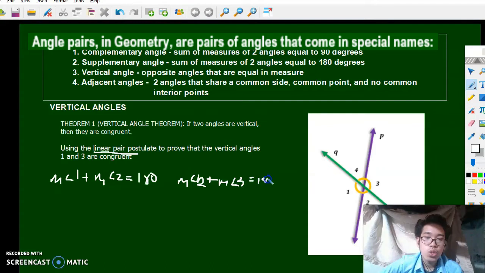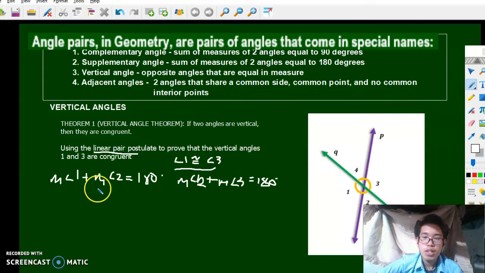We want to prove that the measurements of angle 1 and angle 3 are congruent, or equal. We want to prove that angle 1 and angle 3 are congruent angles since they are vertical angles. Let's state the vertical angle theorem, or theorem 1: if two angles are vertical, then they are congruent. So we want to prove that theorem. How do we do that?